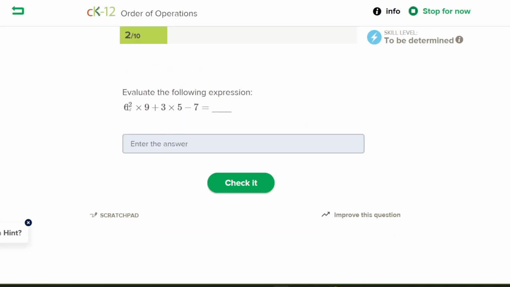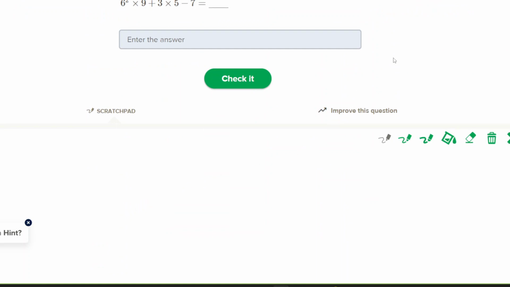We're starting to get more complex things, not just multiplication, division, addition, and subtraction, but now we have exponents, and we're simply asked to enter an answer. It's not a multiple choice. All right, so I'll write this down here in the scratch pad. So we have 6 raised to the second power. There's an exponent. Times 9, and then plus 3, and then another multiplication symbol, times 5, and then finally minus 7.